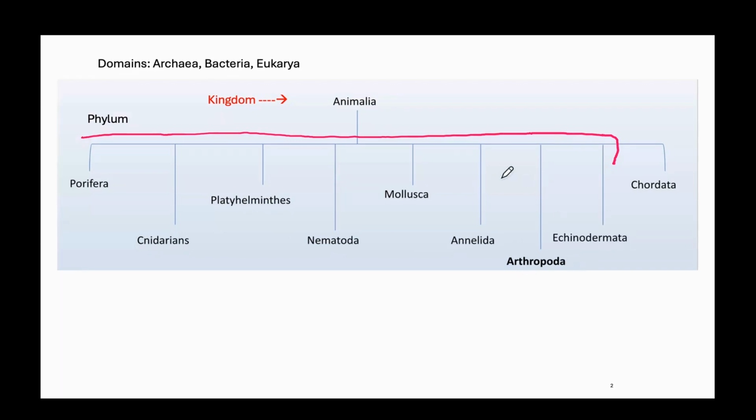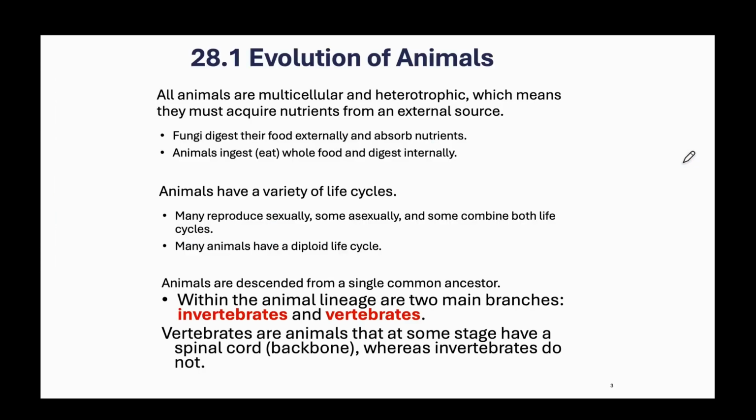Now, all of these, as you notice, are invertebrates. Our vertebrates are going to be the Chordata phylum, and those are all going to have a backbone or a spinal cord. Now, the evolution of animals.